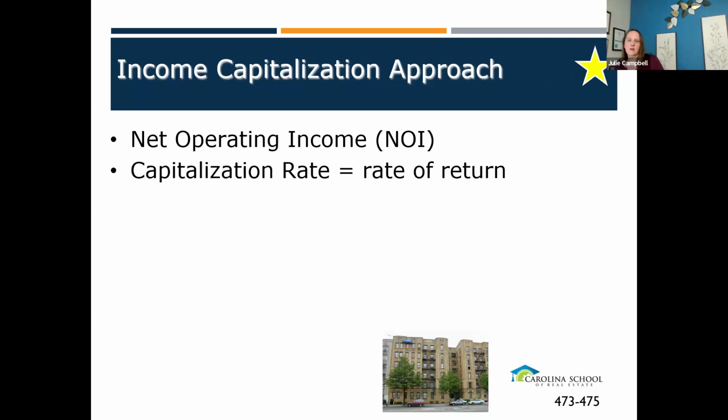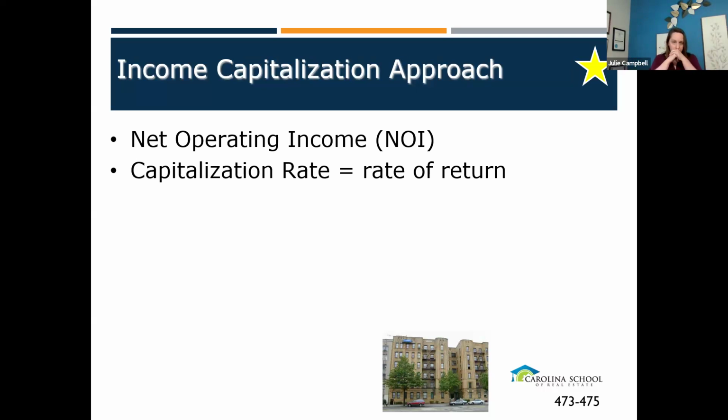The other thing that the income capitalization approach takes into consideration is the capitalization rate, also known as the investor's rate of return. This is kind of the investor's risk. What's their measurement of risk? And the capitalization rate, the desired rate of return, can vary from investor to investor. There is no one set, this is a good cap rate.